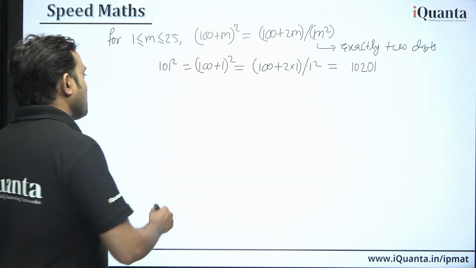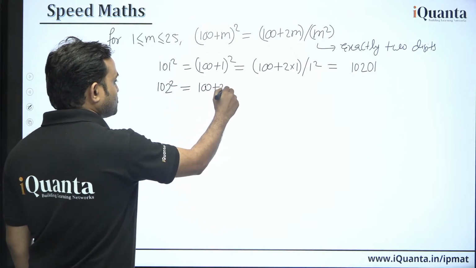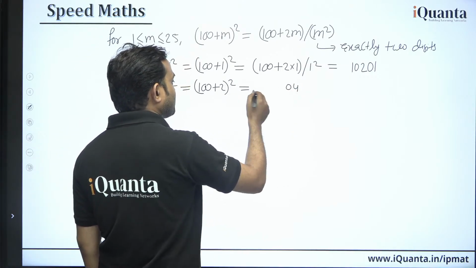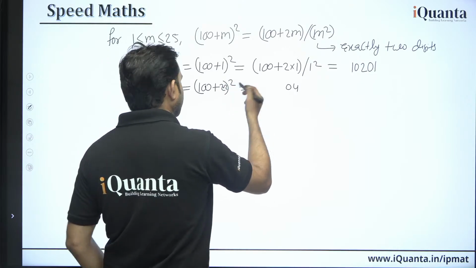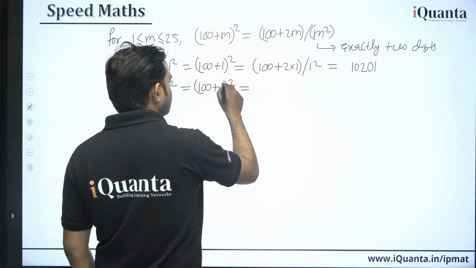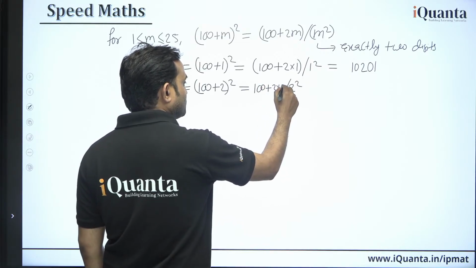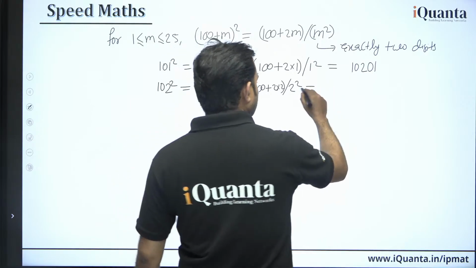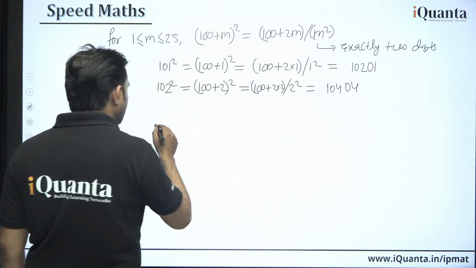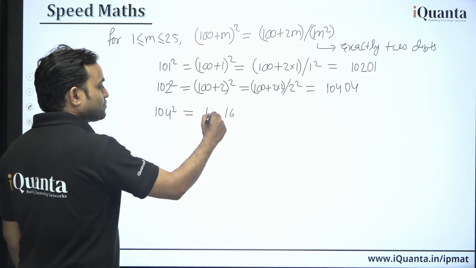Okay, then what will be 102 square? So 102 square will be 100 plus 2 whole square. 2 square is 04. Sorry, 100 plus 2 into 2, so this will be equal to 104, and 2 square is 4, we add 0. 104 whole square: 4 square is 16, 4 into 2 is 8. So 108.